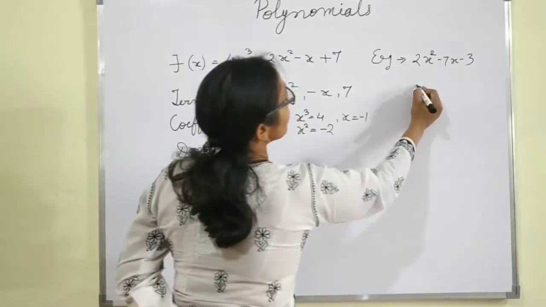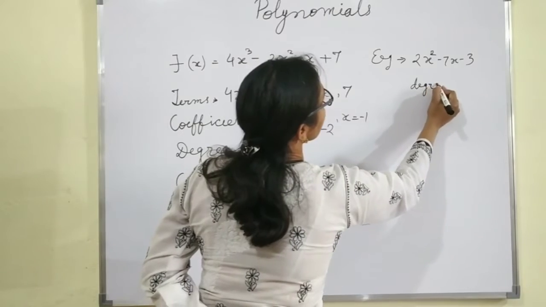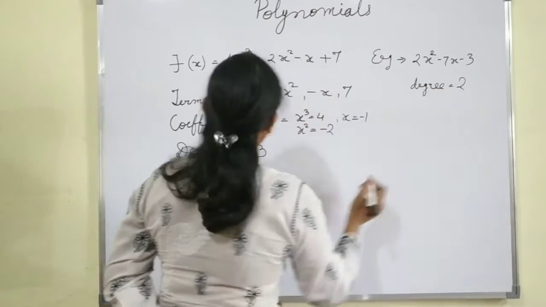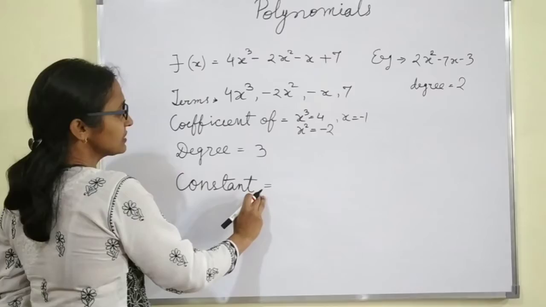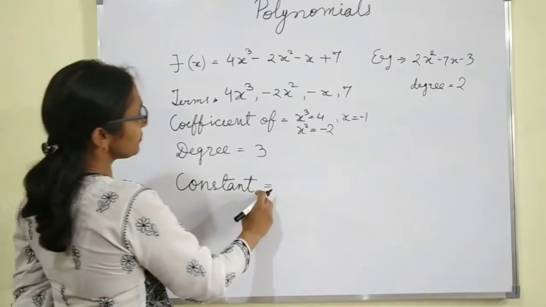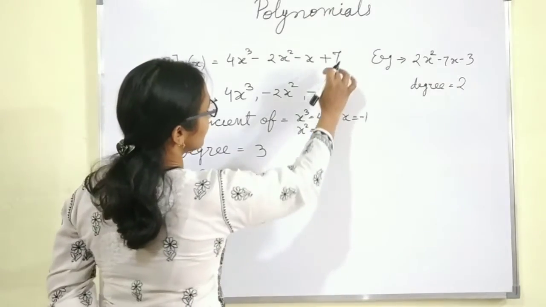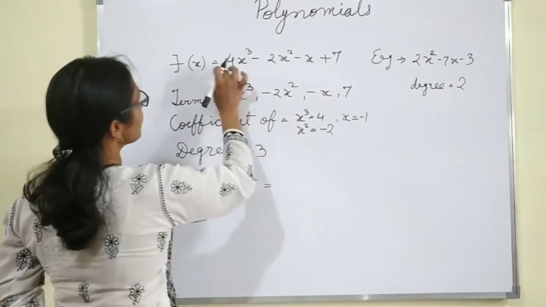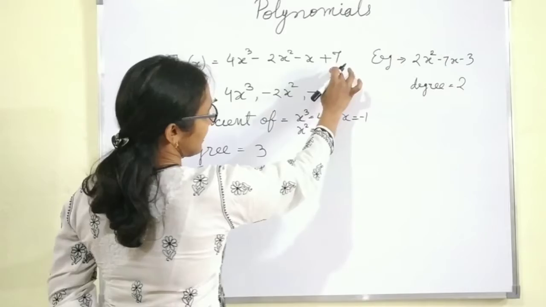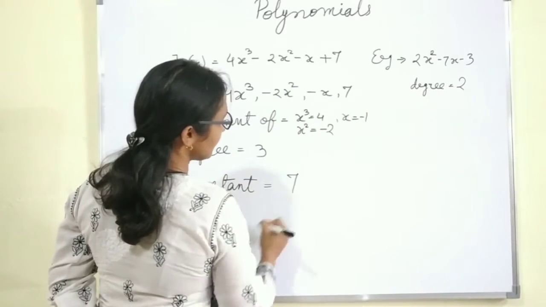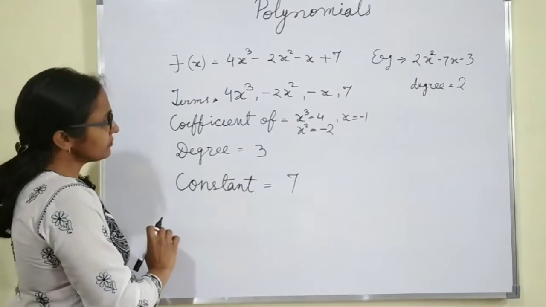So here the degree is 2. Now constant means where the degree is 0, means the constant term of this polynomial is 7. So the constant is 7 here.